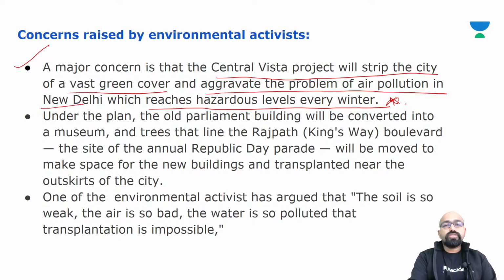So basically this project will reduce the number of trees in that area. This is the concern raised by the environmental activists. Now the next concern they raised: under the plan, the old parliament building will be converted into a museum, and trees that line the Rajpath Boulevard, the site of an annual Republic Day Parade, will be moved to make space for the new buildings and transplanted near the outskirts of the city.